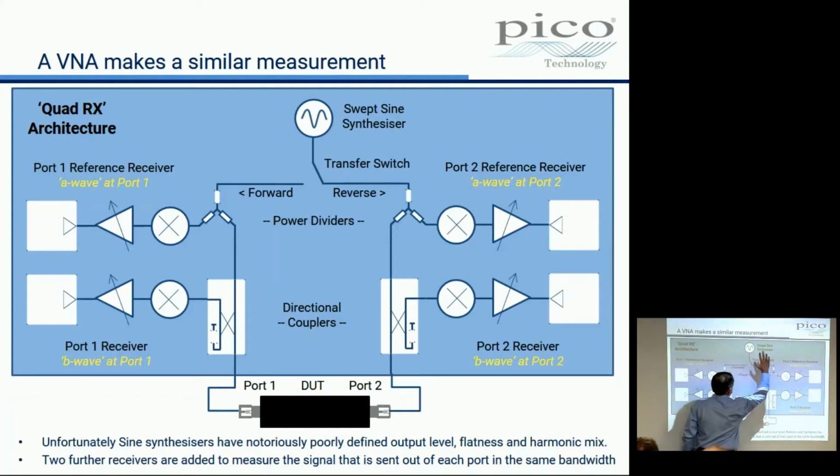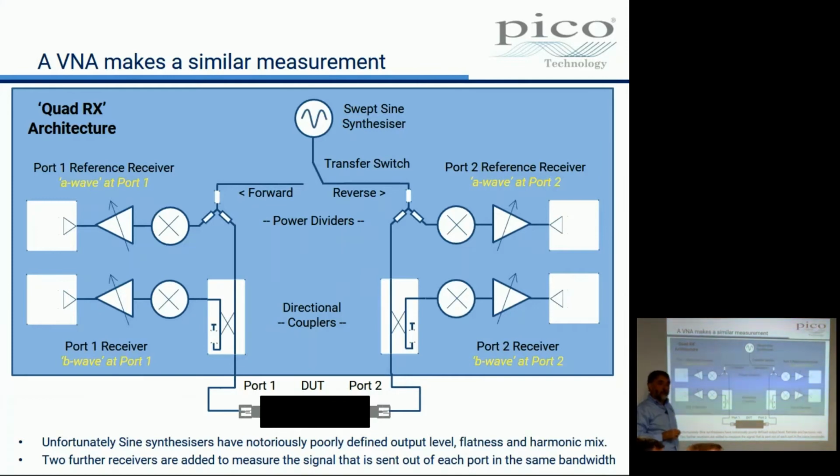When we transfer over here, we've got another receiver over here. We've now got 4 receivers measuring the A wave on port 1, the A wave at port 2, the B wave, whatever comes out of the port on port 2, and the B wave on port 1.